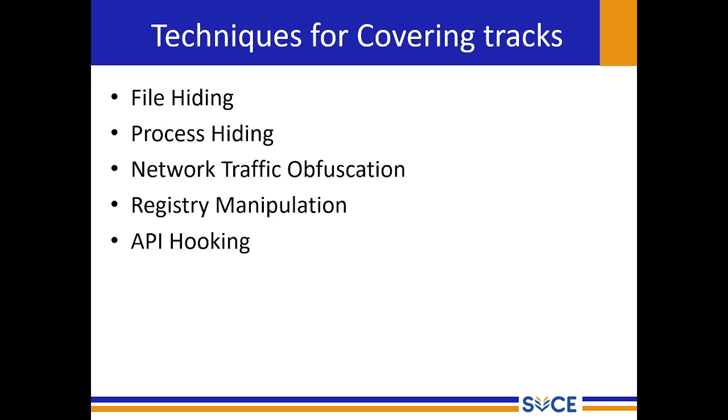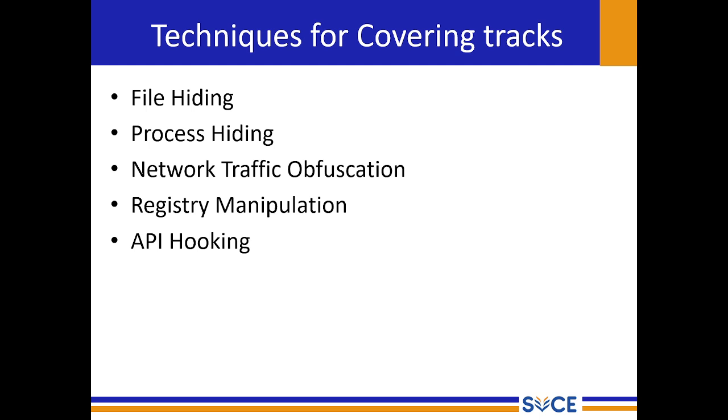Techniques for covering the tracks. File hiding. User mode rootkits can change file attributes or use file system tricks to hide their own files or those of other malware, preventing them from being easily discovered. So it is very difficult for the administrator to trace user mode rootkits.